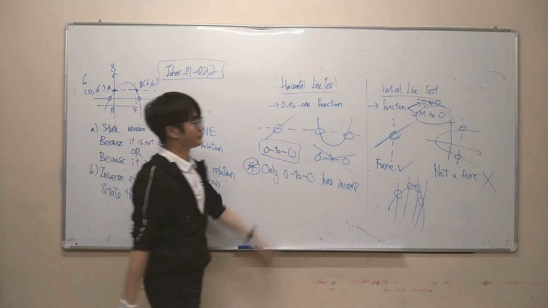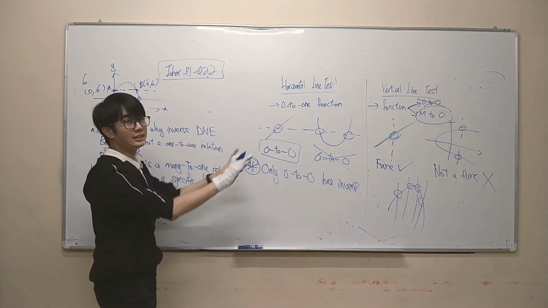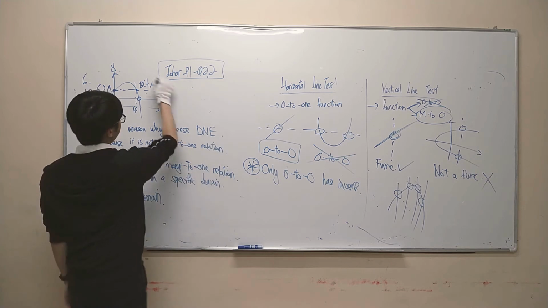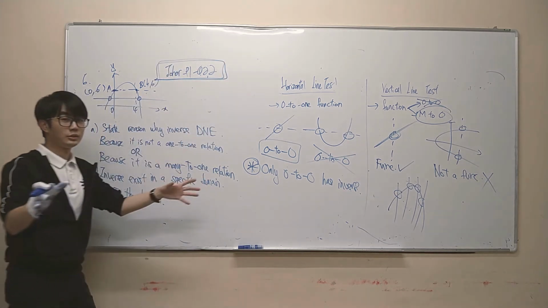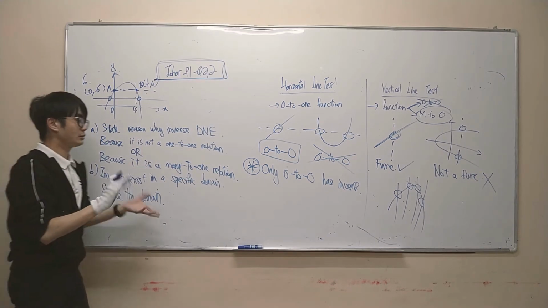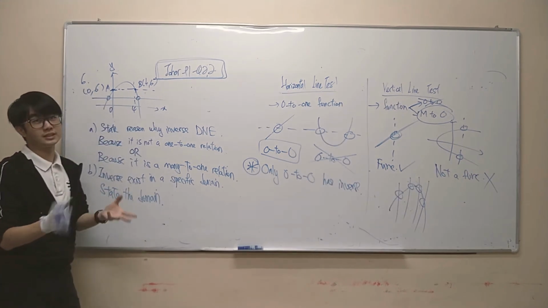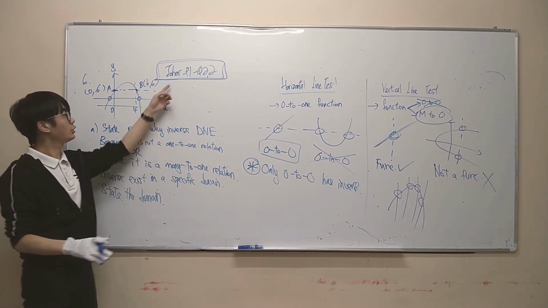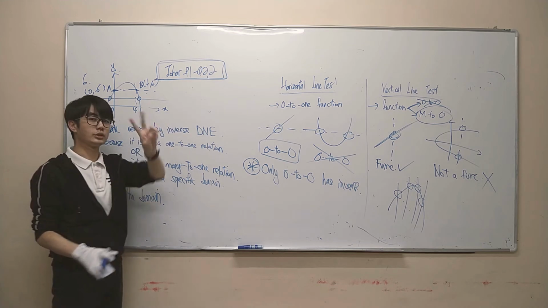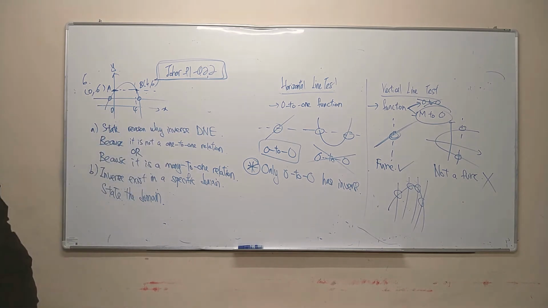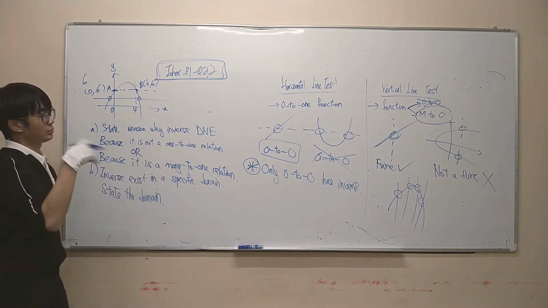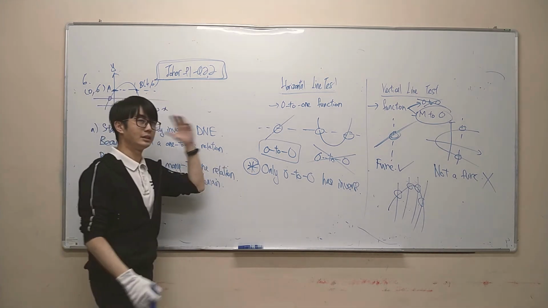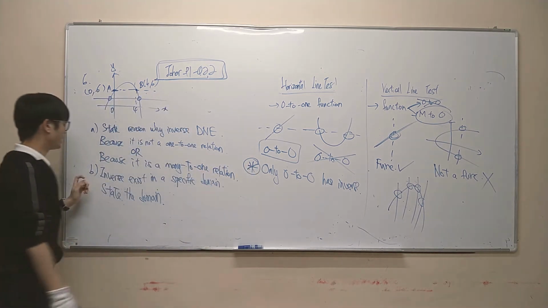So I hope you understand the horizontal line test and the vertical line test. Please refer back to this question if you're not so sure whether you understand or not. Go back to the Choon Hau video, go to question 22. I think it's 22. Yeah, it's 22. Then you watch the explanation. I also explained it in the video. Okay, so let's go to the next one.